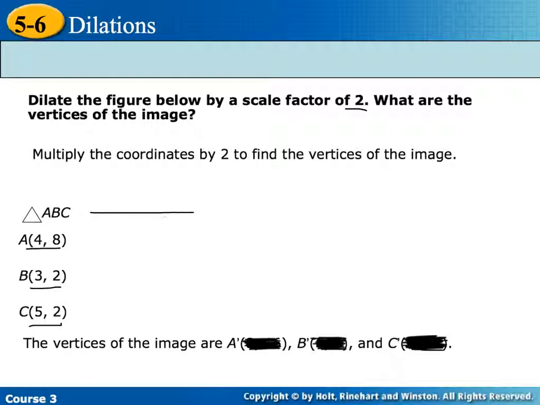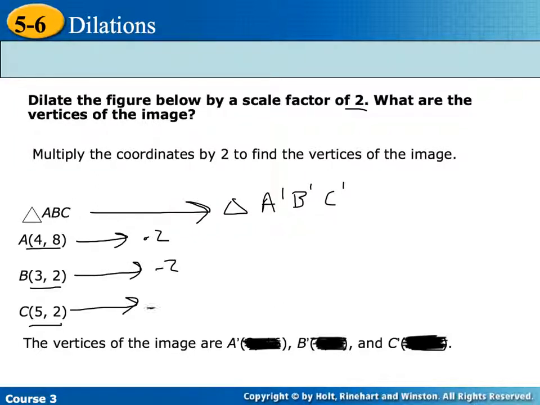I'm going to change my triangle ABC into triangle A prime, B prime, C prime, and I'm multiplying each of these by 2, just like I did on the previous problems. I need to multiply both of my coordinates, the X and the Y, by 2. That ensures that this shape is dilated.